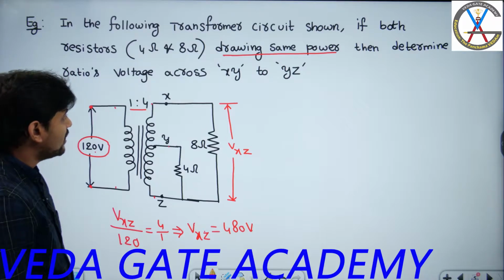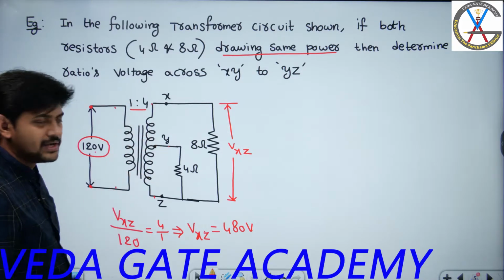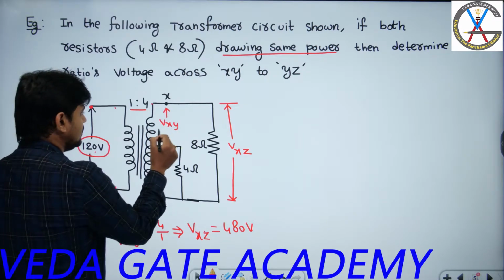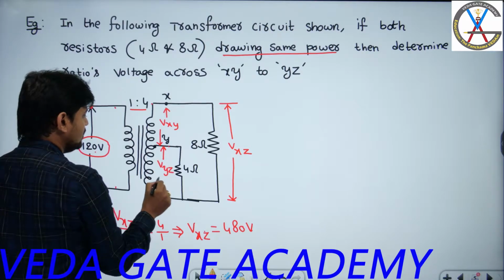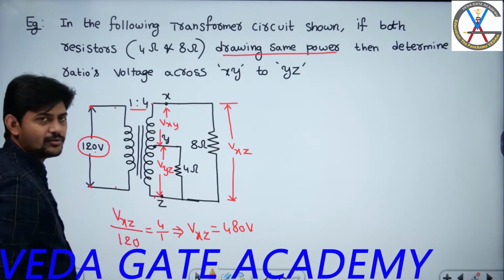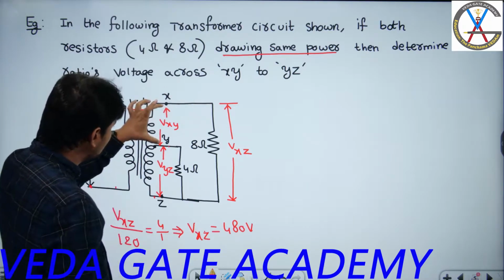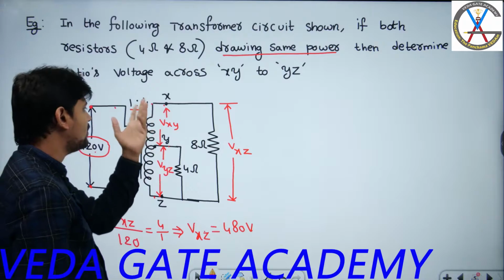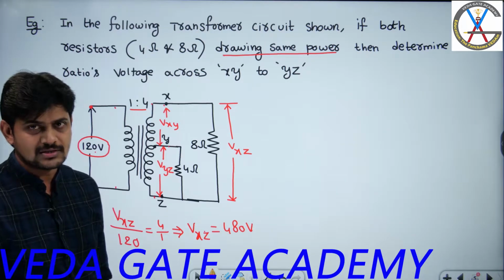Now what is my interest? I am interested to determine the voltage across XY to the voltage across YZ. That means this is my voltage across XY and this is my voltage across YZ. If I know these two voltages, simply I have to take the ratio. Or else, already I know this voltage. If I am able to determine either this voltage or this voltage, then I can determine the other voltage and take the ratio of those two voltages.